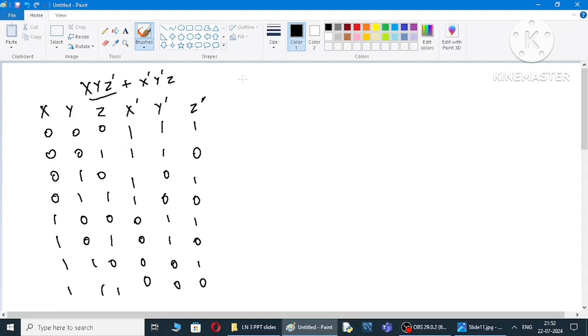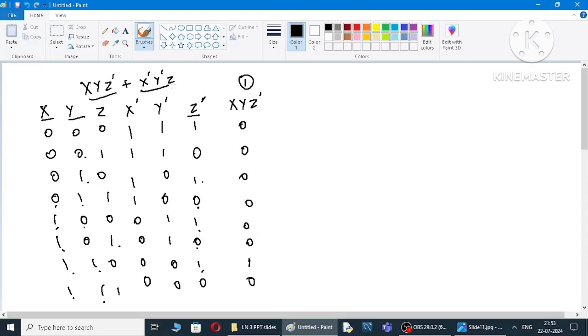Now frame this expression. Expression 1 is x into y into z bar. So 3 variables you have to multiply. X into y into z bar. So check if all 3 are 1. First check in which input all 3 are 1. See, here you have all 3 as 1. But here it is 1, 1, 0. So all the remaining answers are only zeros.